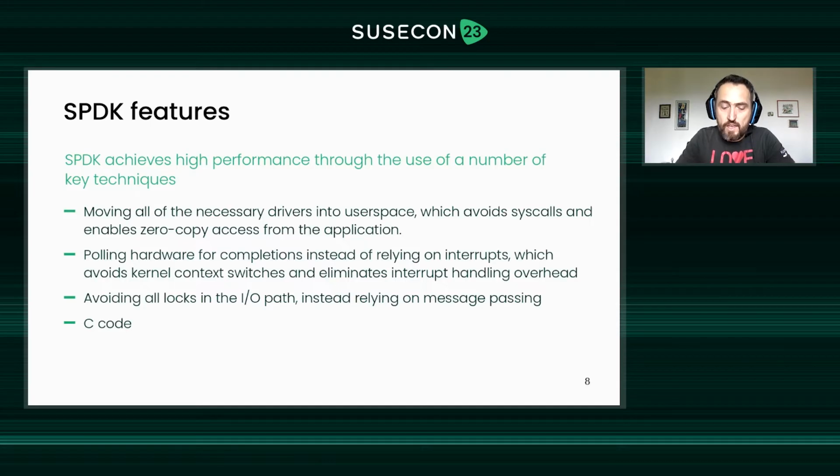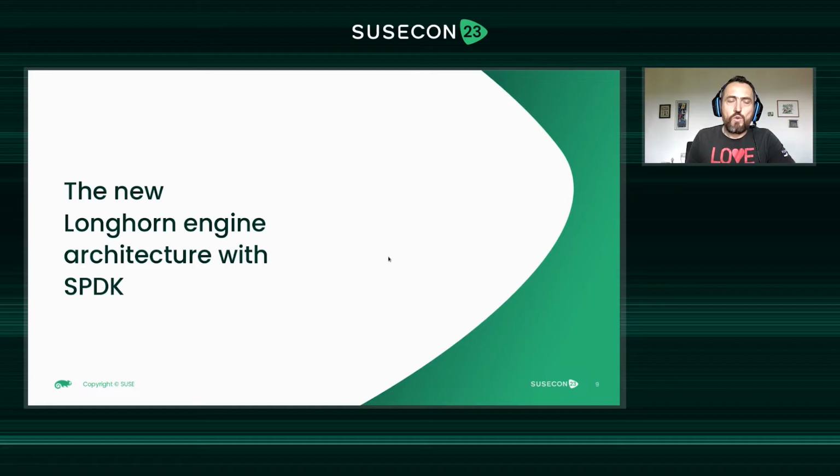But SPDK is a low-level library, and so it needs wide compatibility and, as we said, high performance. And so in the end, they decided to use C instead of higher level languages. So let's have a brief look at the current Longhorn engine architecture and at the next one developed with SPDK.